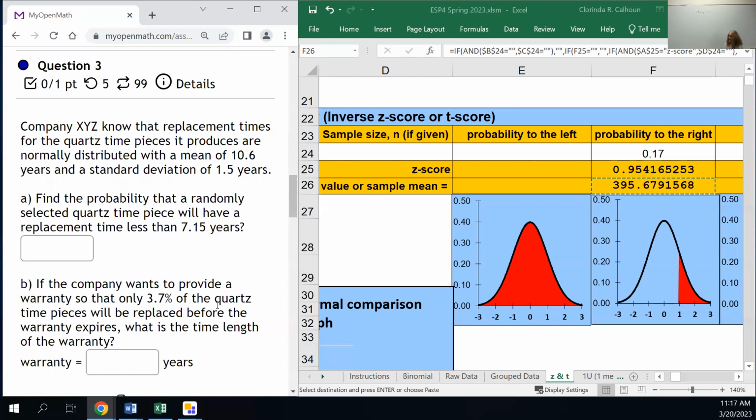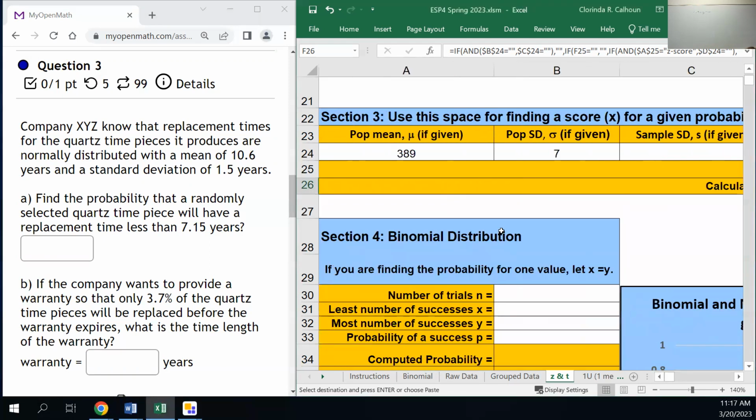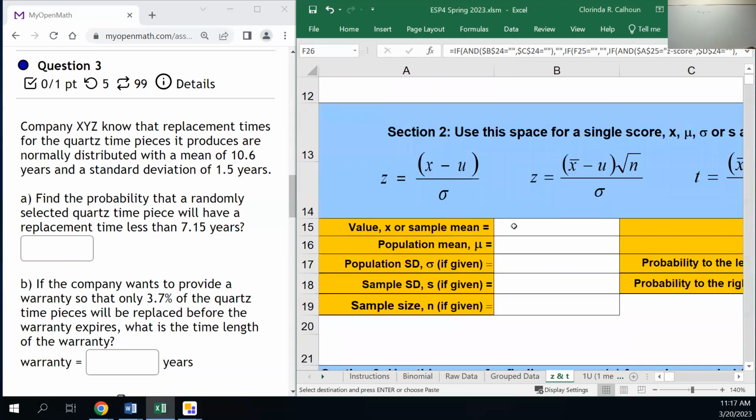First of all, for A, the question says find the probability. We're not looking for a value. So since we're not looking for a value, we are not given the probability. We're finding the probability. So that's in section 1 or 2. Okay, but it already gave us the mean and the standard deviation. So we are in section 2. So go to section 2.